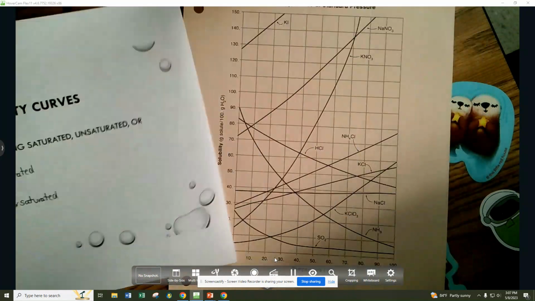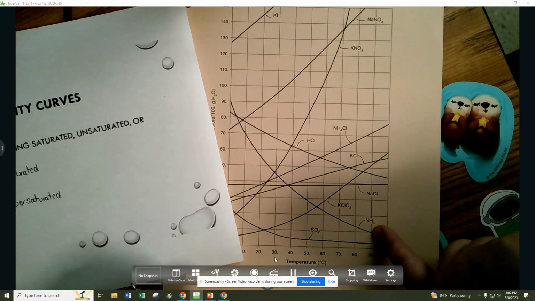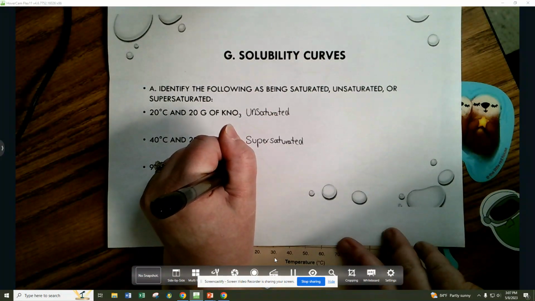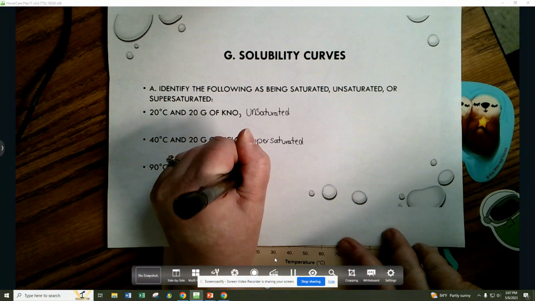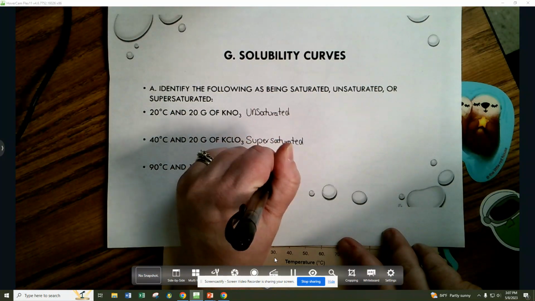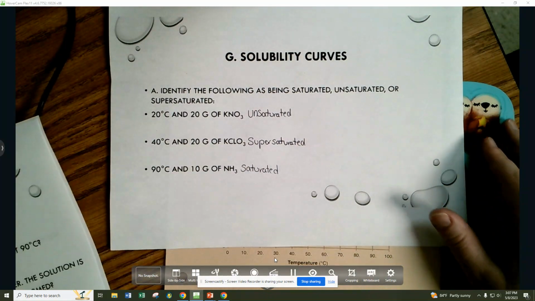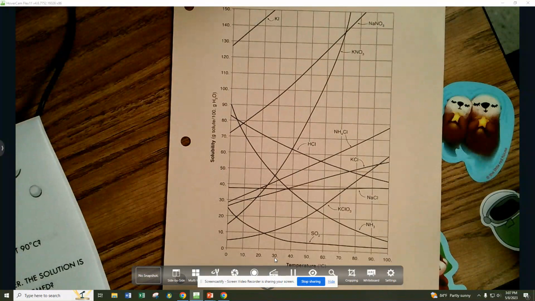Lastly, we have 90 degrees Celsius and we're trying to dissolve 10 grams of ammonia. We see that it crosses exactly with the line, so that means it's right on point. This is the right amount that you are able to dissolve. This is a saturated solution. Okay, so let's look at the rest of the examples that go along with these questions.